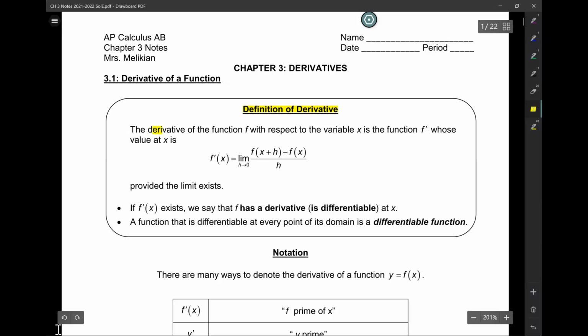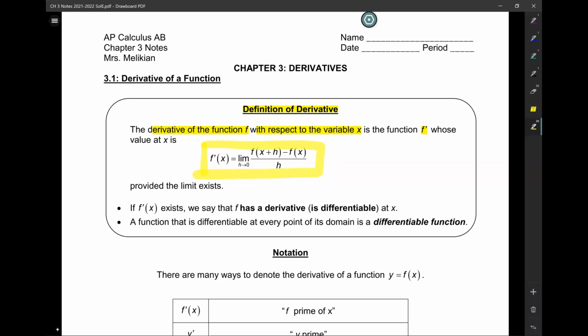The derivative of a function f, with respect to a variable x, is labeled as f prime. So the derivative is labeled as f prime, and it's found using this formula. So let me ask you this. Have you seen this before? Have you seen the right-hand side of this equation? Where have you seen it before?